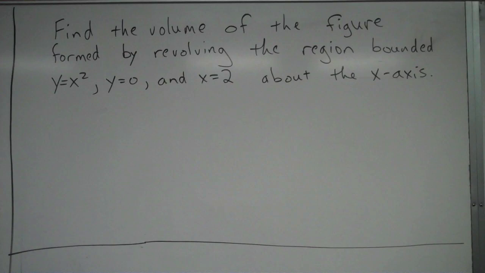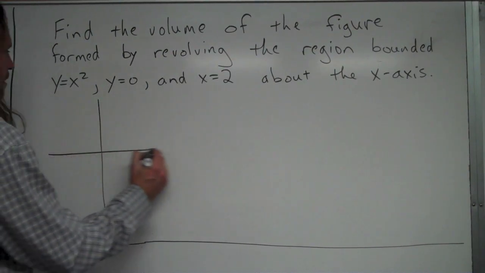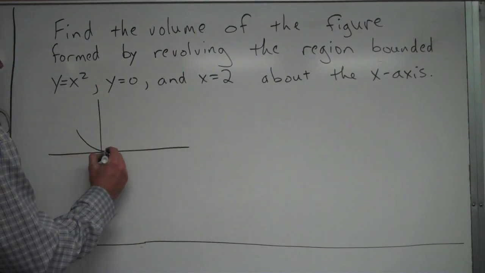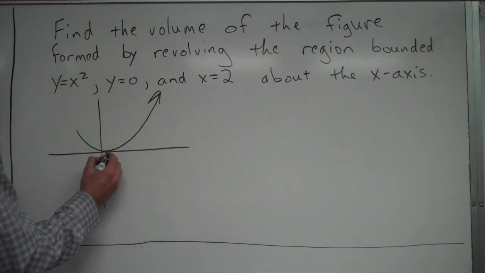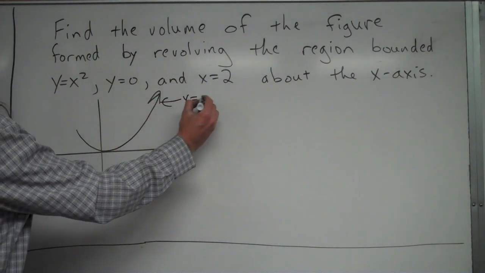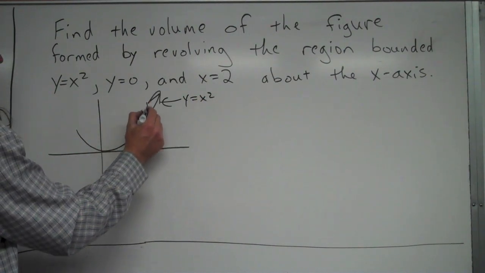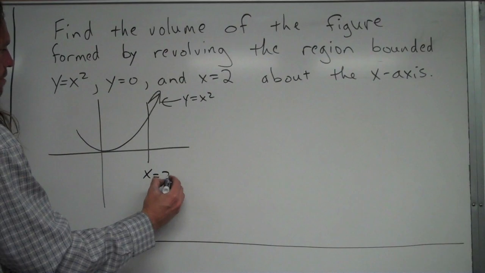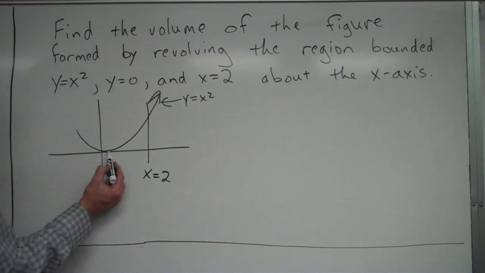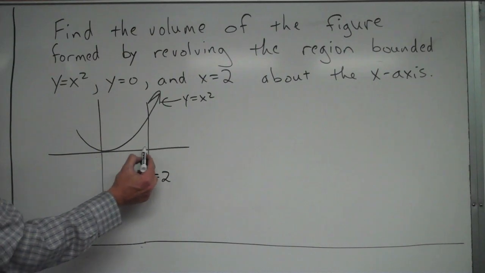So that might seem a little strange right now for those of you that haven't done a problem like this before. But what we're going to do here is, the first thing is I'm going to look at this region. So I have y equals x squared. Y equals 0 is just the x-axis right here. Okay, so this is the graph y equals x squared. Y equals 0 is just the x-axis, and then the line x equals 2 is a vertical line. Let's say it's right here, x equals 2. So the region that I'm talking about is this region right in here.